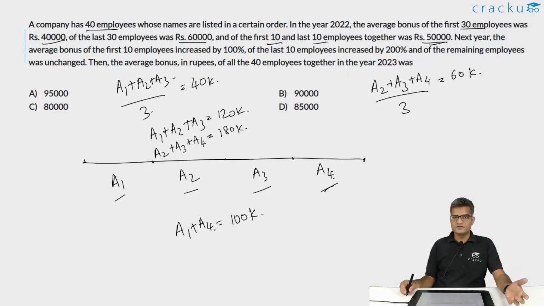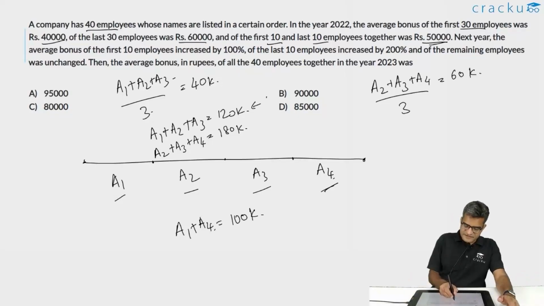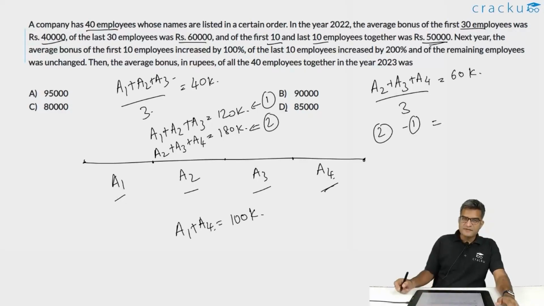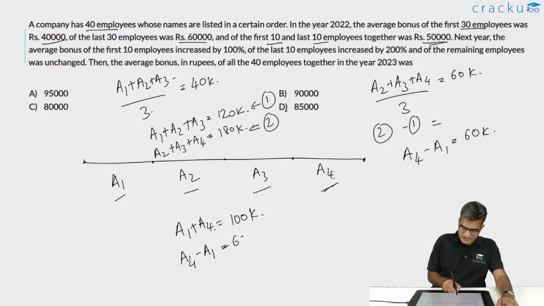We have 4 unknowns. So probably it is not possible for us to solve for all of A1, A2, A3 and A4. But if you think about it, we can actually solve for A1 and A4. How can we do it? If this is the first equation and this is the second equation, then doing the second equation minus the first equation, we are going to get that A4 minus A1 is equal to 60K.